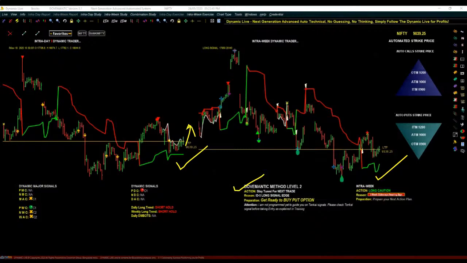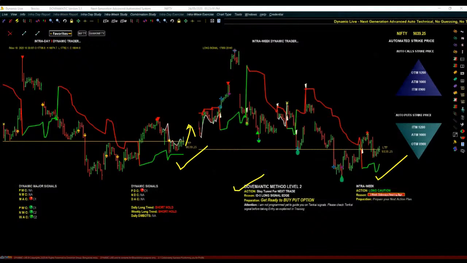You can go watch it to understand the method. Where to find it, I will show you at the end of the session. But anyways, as per the dynamic system level 2 trading method, as of now, what is the current position? Are you supposed to be holding a long position, or a short position? This is what you have to check.